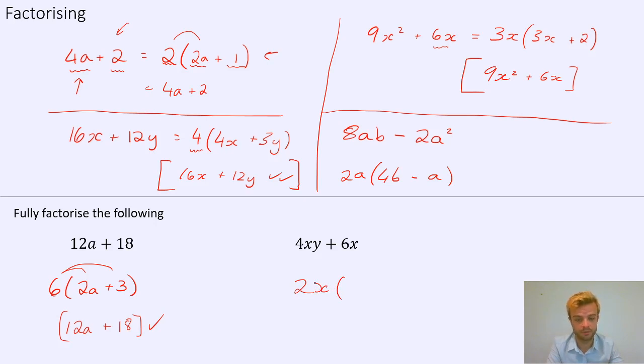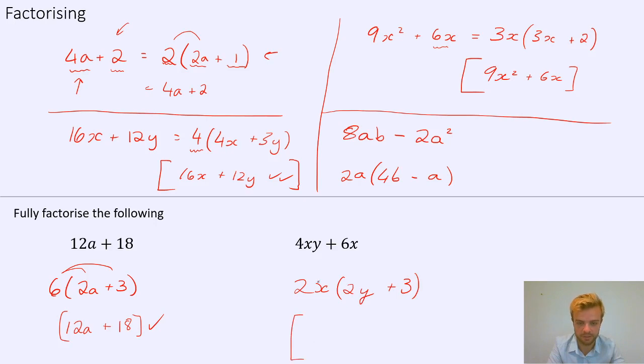Now, what do I multiply 2x by to get 4xy? Well, I have to multiply the 2 by 2 to get 4, and I have to multiply the x by y to get the y in there as well. What do I multiply 2x by to get 6x? Just 3. So 2y plus 3.